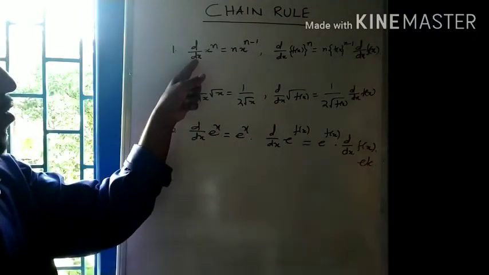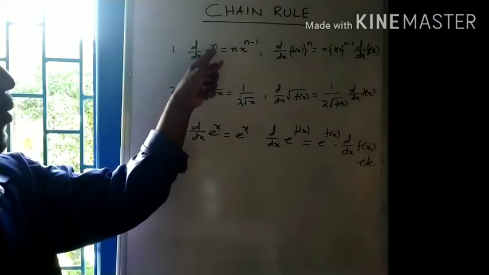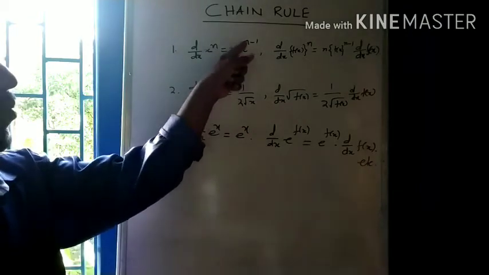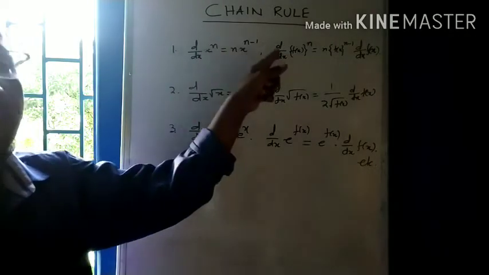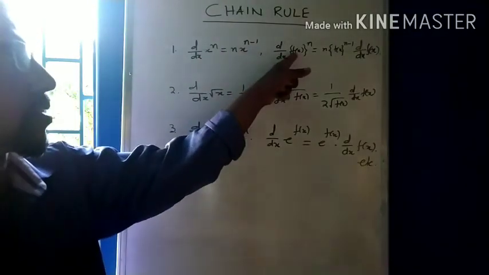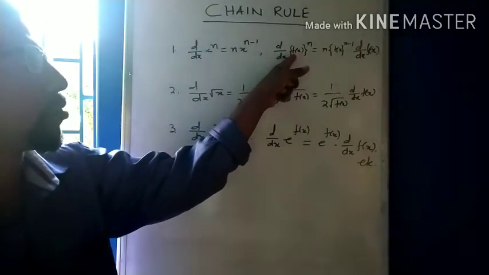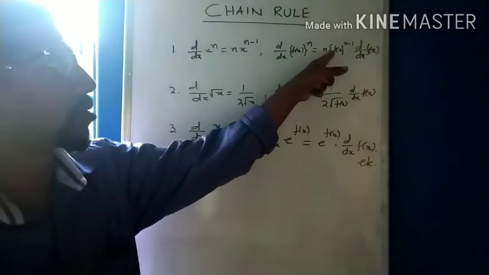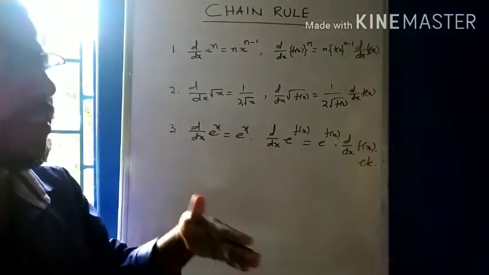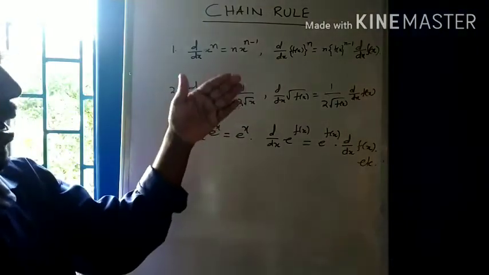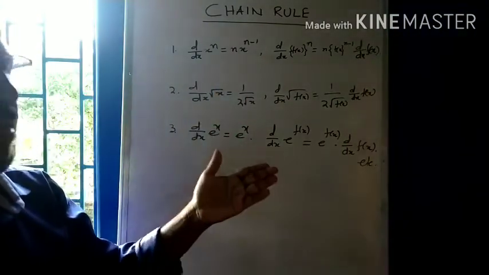Suppose you differentiate x to the power n, we will get n x to the power n minus 1. But instead of x, if you get a function other than x, f(x), then how to differentiate? It is n f(x) to the power n minus 1 into the differentiation of that f(x). That function which is there instead of x, we have to differentiate again.